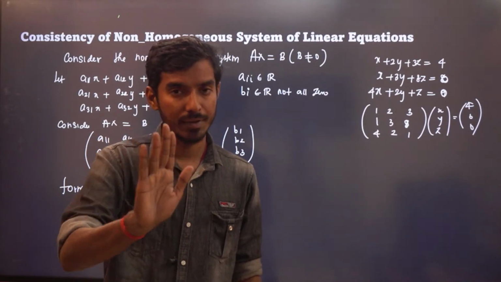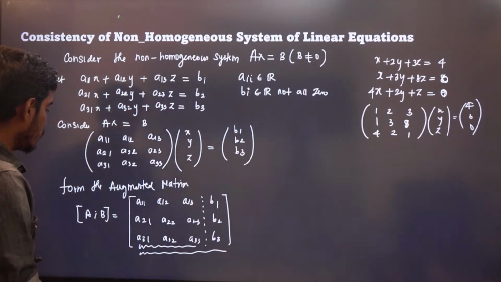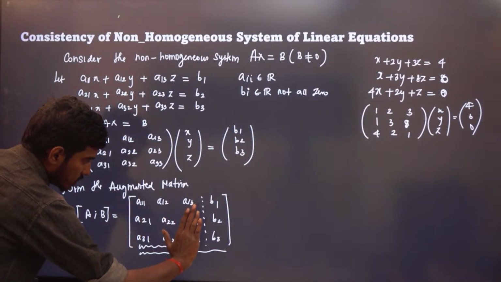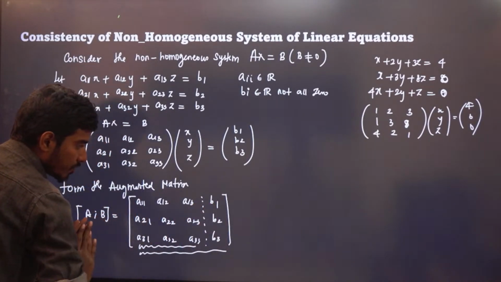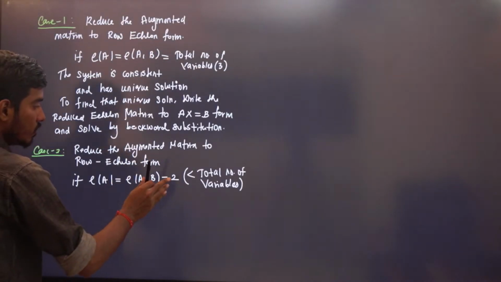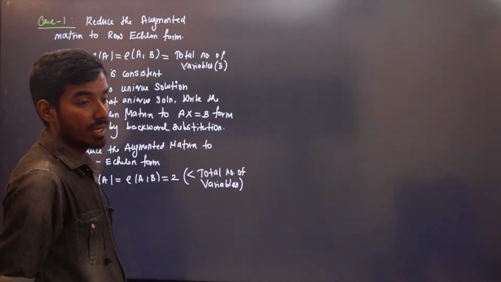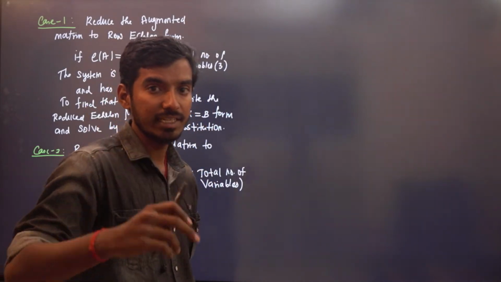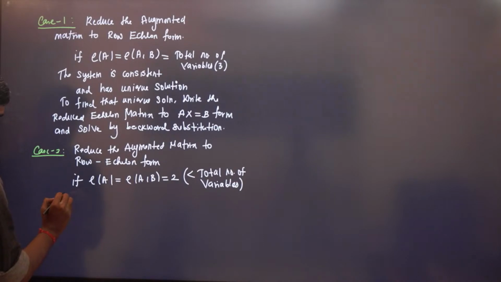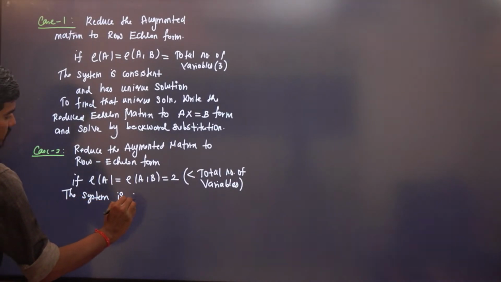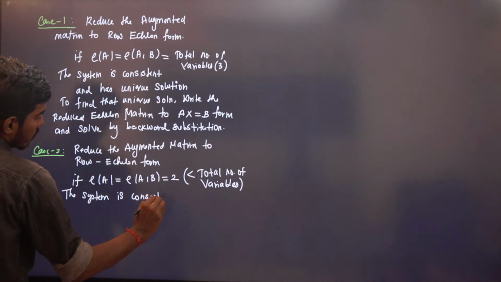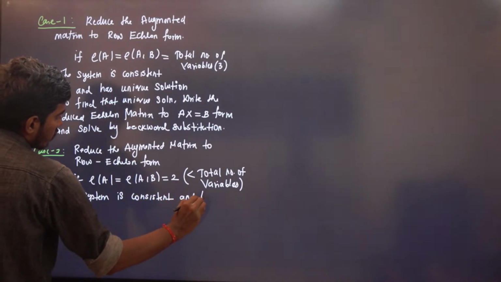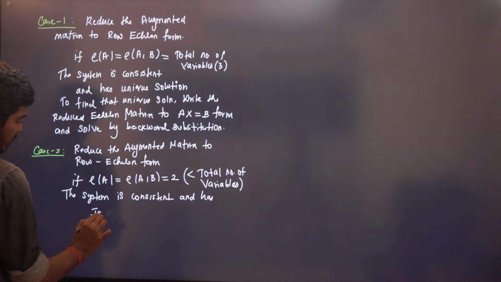That is not written here. That we will discuss in the problem. Suppose you find the rank for this and the rank for the entire thing. If both are equal to 2, which is less than the number of variables, right? Both are equal and less than the number of variables. In this case, the system is consistent and has infinitely many solutions.